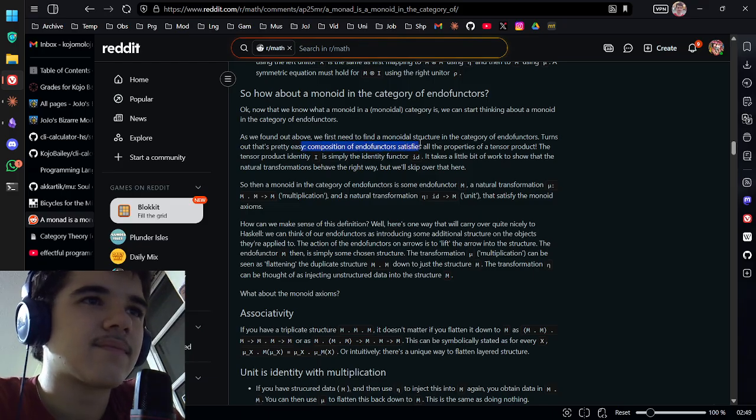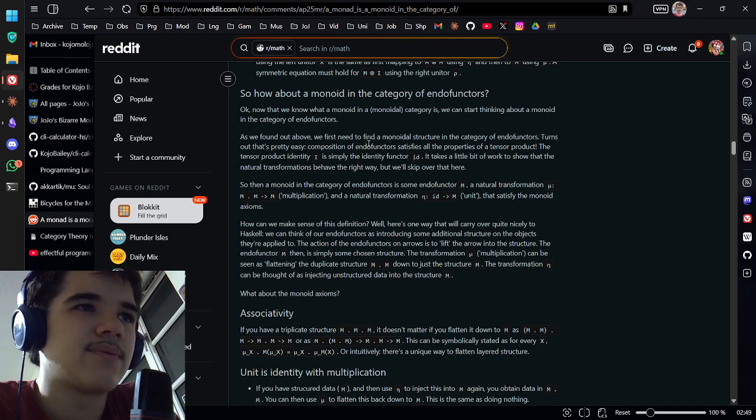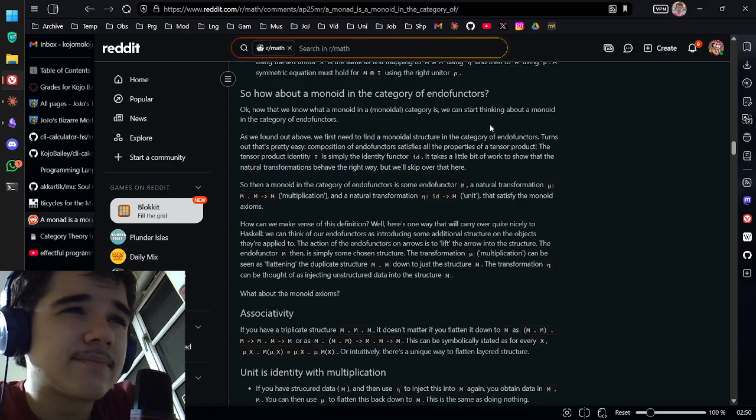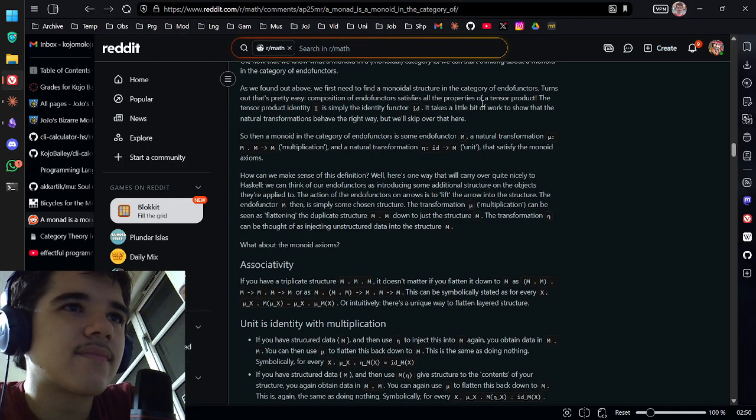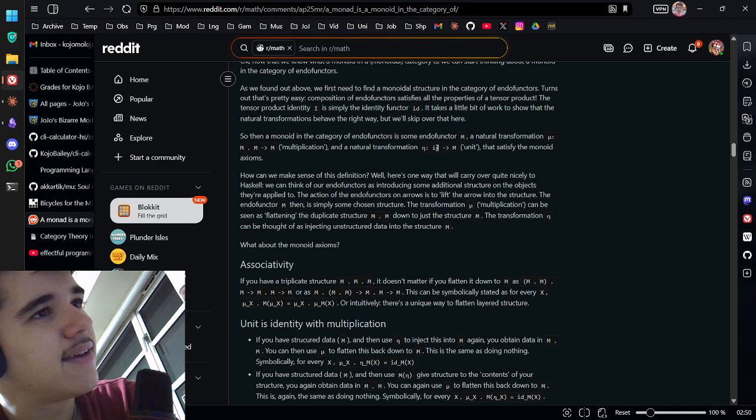Okay, composition of endofunctors satisfies all the properties of a tensor product. It turns out the tensor product identity I is simply the identity functor ID. It takes a little bit of work to show that the natural transformations behave the right way, but we'll skip over that here. Okay, fine. So then a monoid in the category of endofunctors is some endofunctor M, a natural transformation mu, and a natural transformation eta, that satisfy the monoid axioms. Okay, that's it.